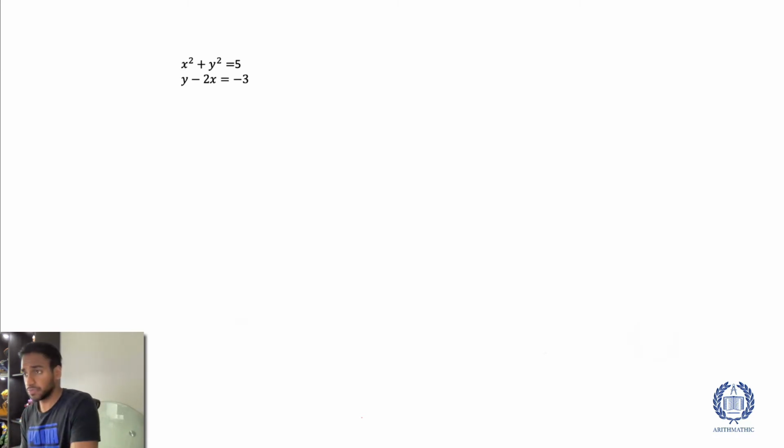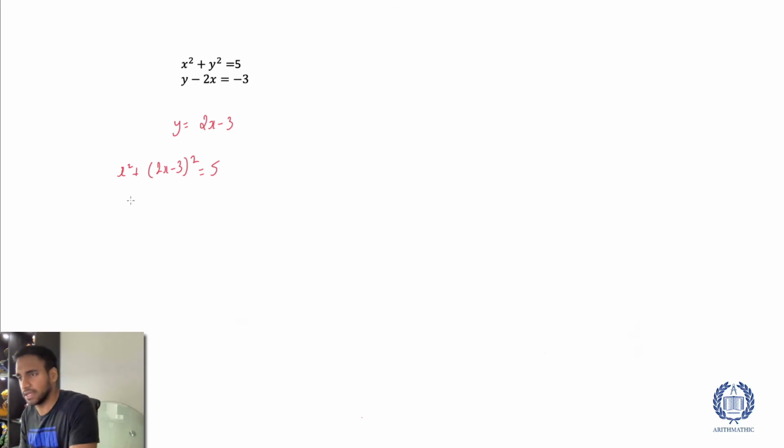Okay, so if we look at this, what we're going to do is we're going to make y the subject, right? So if I make y the subject, I move the minus 2x to the right hand side, so it becomes positive. So I have 2x minus 3, simple. Now what we're going to do, we're going to take this and substitute it in the first equation where we see y. So I'm going to have x squared plus, now I see y squared, but instead of y squared, I'm going to have 2x minus 3 whole thing squared, right, equals 5. See, everything's in terms of x.